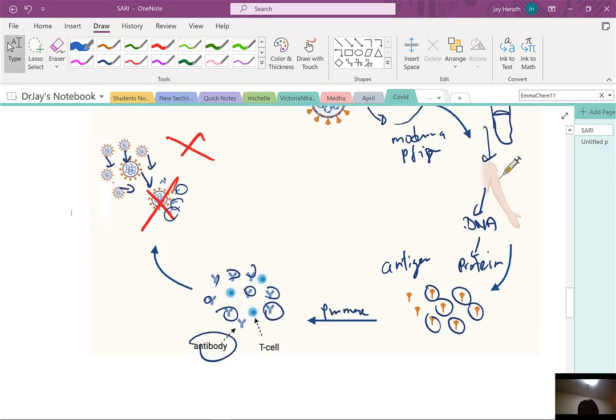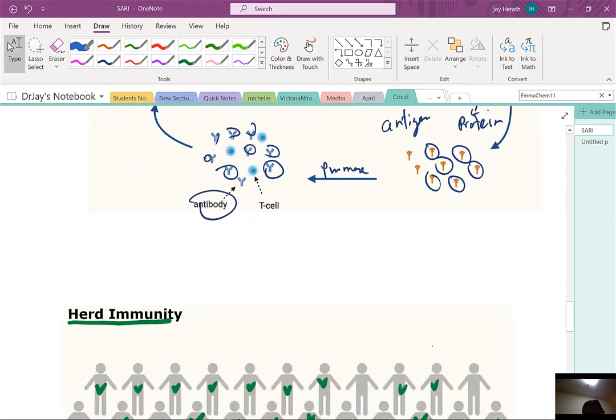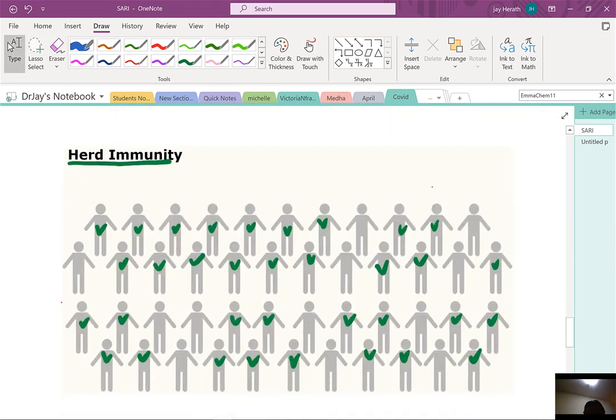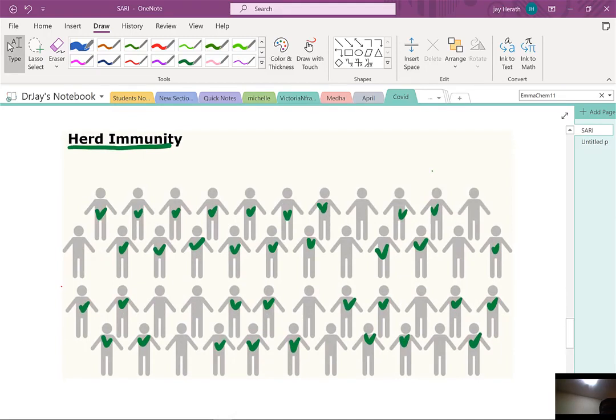Now, there was another question asked about what herd immunity is. So what's herd immunity is this one. This is a big population, let's say in a country. So if we vaccinate 65 to 70% of the population, so that's why I put check marks. All these people are vaccinated, right? The majority. So let's say we all got vaccinated, then we have the herd immunity. If we do have the herd immunity, this is what can happen.